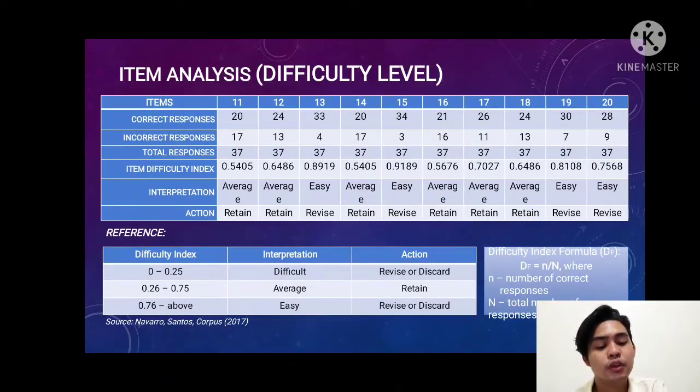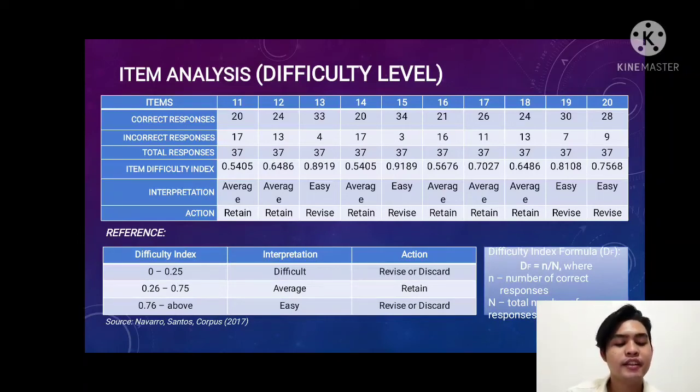Item number 16 got 21 correct responses, 16 incorrect responses, 0.5676 item difficulty index with an interpretation of average, and action should be retained. Item number 17 got 26 correct responses, 11 incorrect responses, 0.7025 in item difficulty index, and interpretation of average with an action of retain.